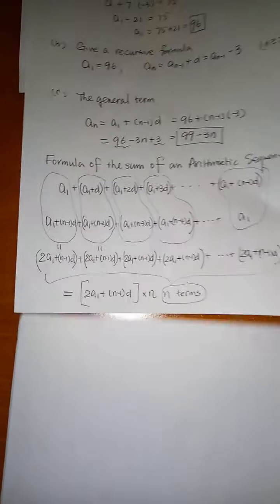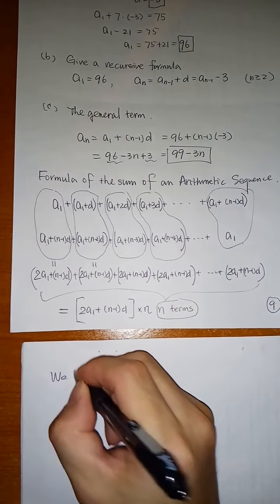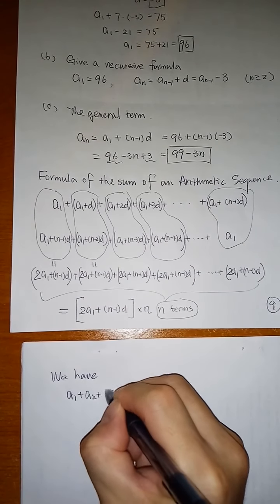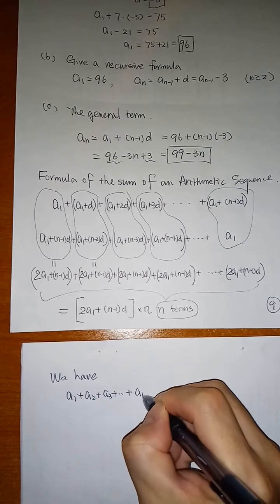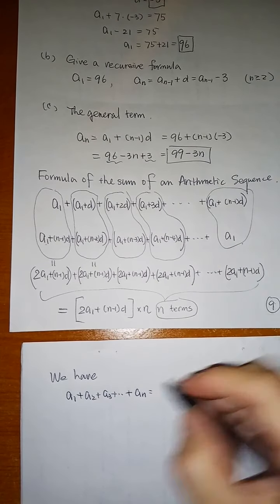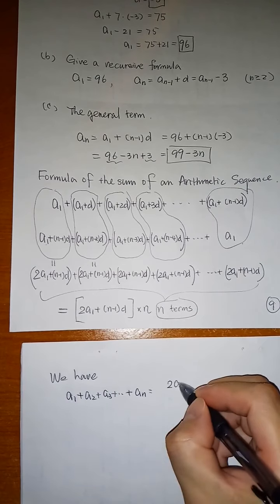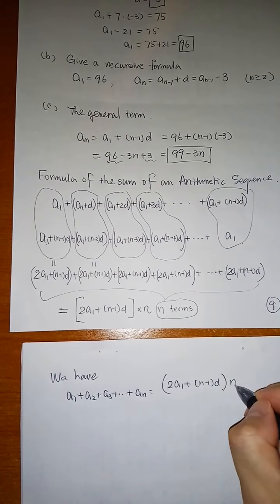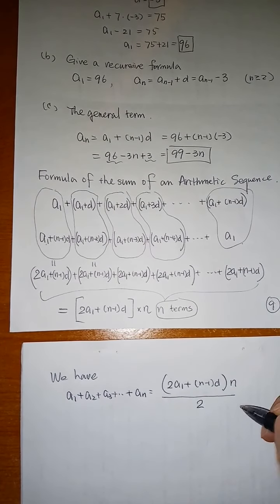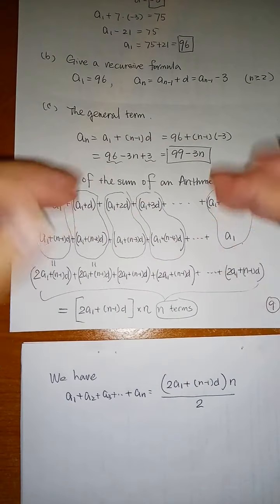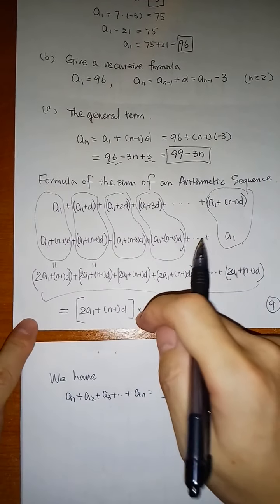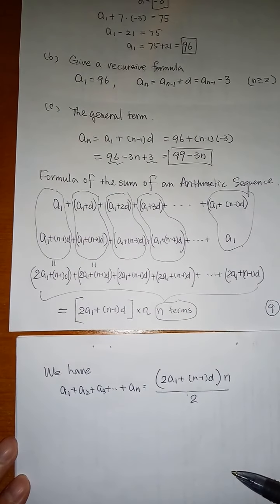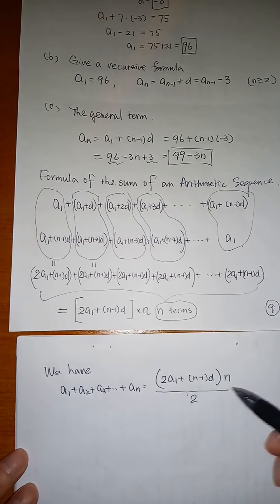So what do we have? We have a1 plus a2 plus a3 plus a4 up to plus an. This is an. It is equal to (2a1 plus (n minus 1)d), the whole thing times n divided by 2. Because you have two rows, the same thing. You add them, so you get twice. This is 2 times each of the rows. So you divide by 2, you get 1 row. And this is a formula.